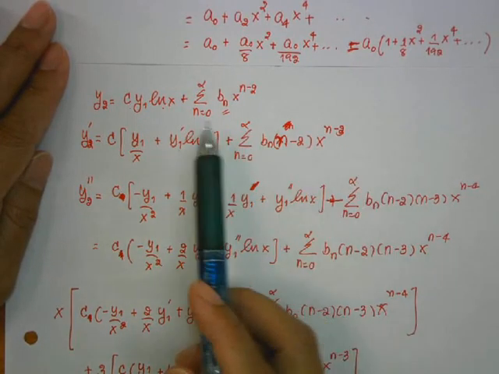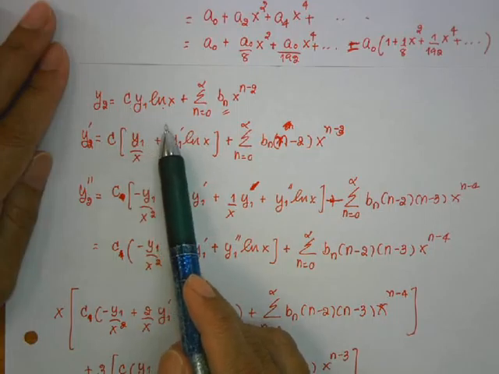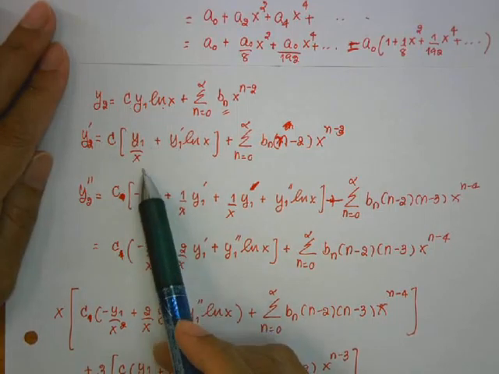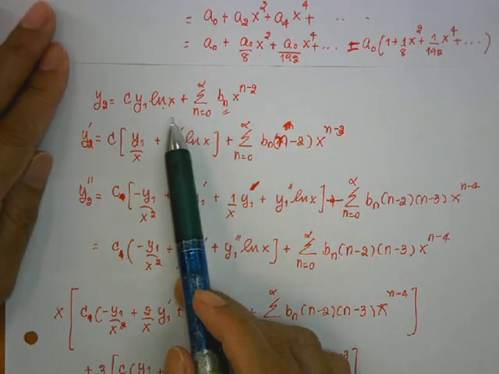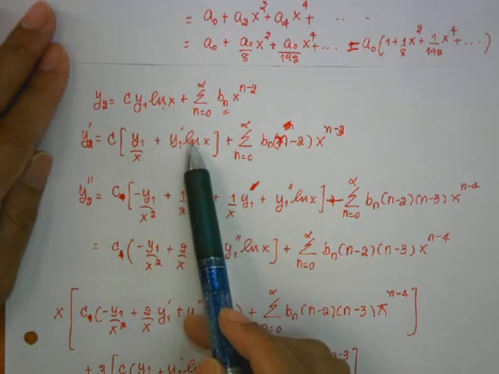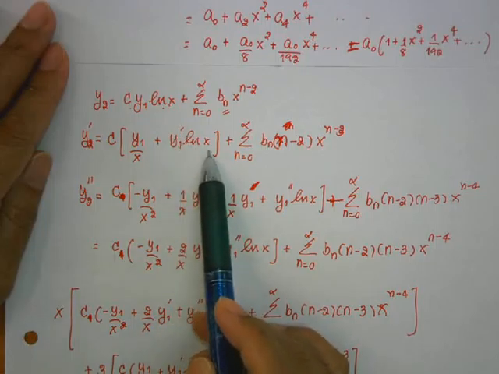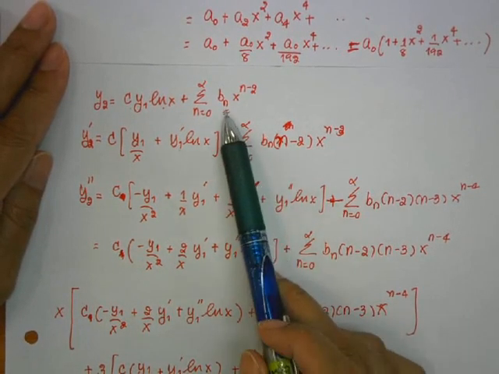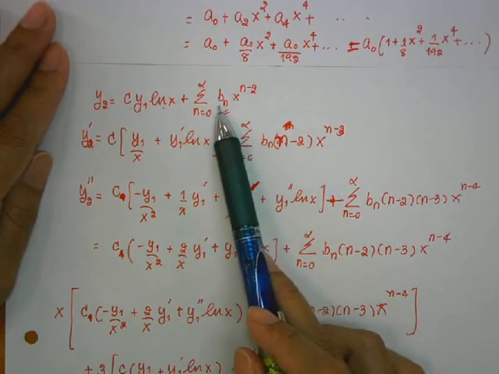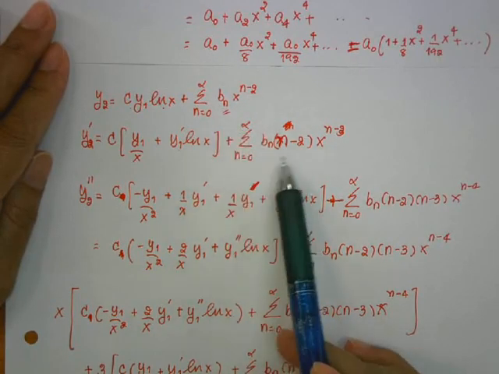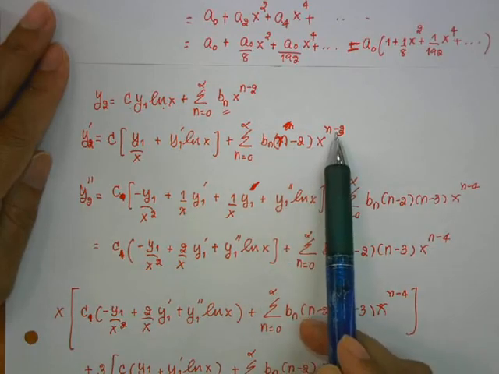you've got y1 times d ln x by dx, which is equal to 1 over x. So you've got y1 over x, plus ln x times dy1 by dx, which is y1 prime ln x. Bn, n is a constant. So when you do the derivative of this term, you will get bn times n minus 2 times x to the power of n minus 3.